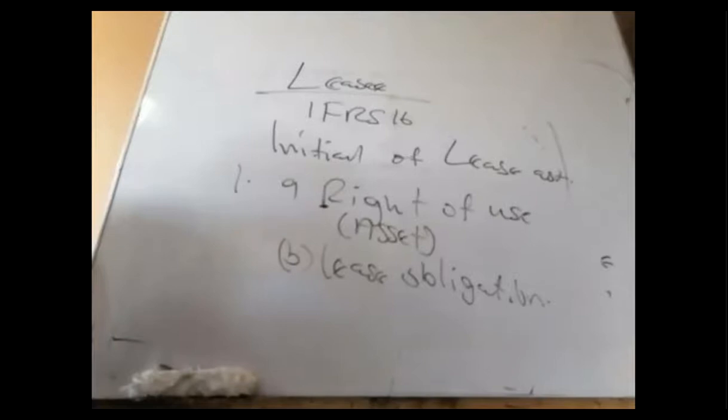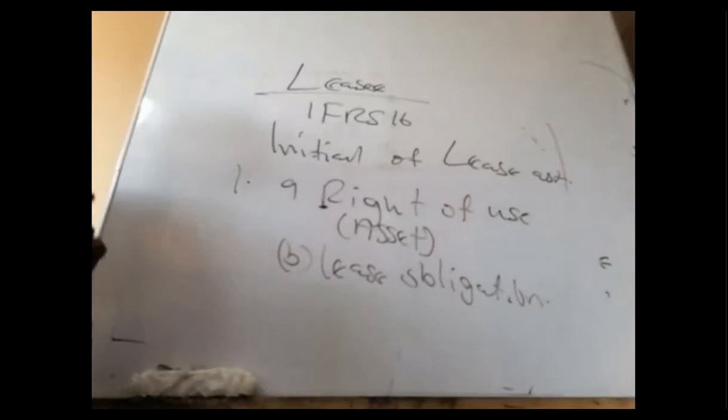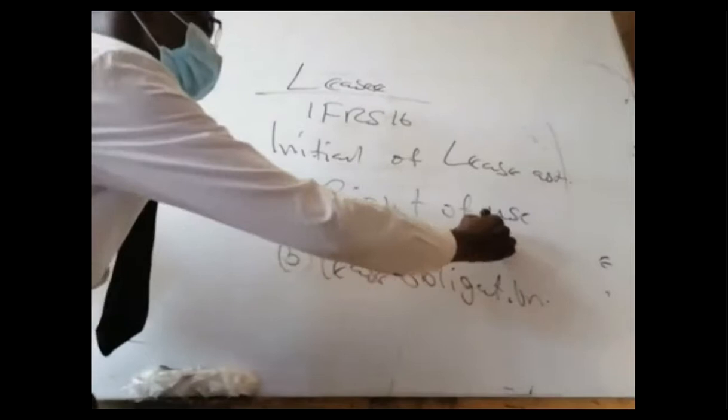Let's look at this one. It's very important. Examination bodies like ACCA are very interested in the composition, and then the other professional bodies. So the right of use asset, in bracket, cost. At what cost? I'll look for the composition of this cost.